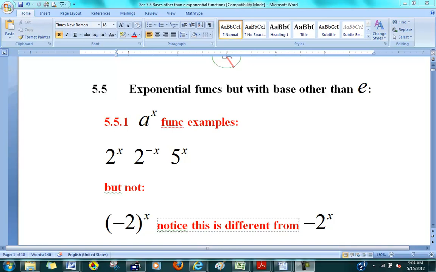Okay, so starting out with 5-5. Today's work is all pre-calc stuff, okay? So 5.5 is calculus of exponential functions with bases other than e. Okay, bases other than e.